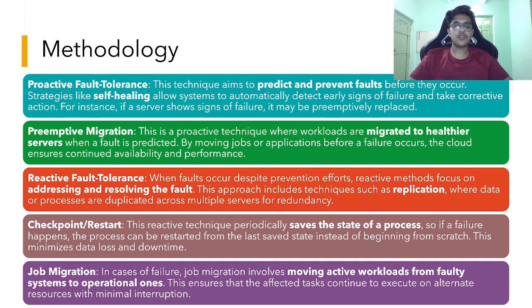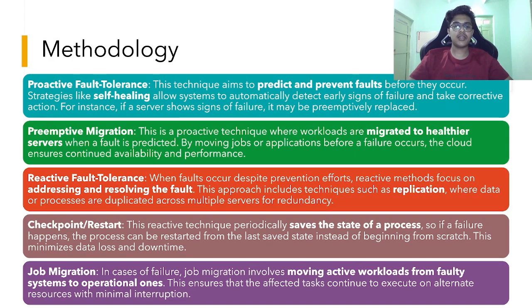Next is reactive fault tolerance. When a fault occurs despite prevention efforts, reactive methods focus on addressing and resolving the fault. This approach includes techniques such as replication, where data or processes are duplicated across multiple servers for redundancy. Next is checkpoint and restart. This reactive technique periodically saves the state of a process. So if a failure happens, the process can be restarted from the last saved state instead of beginning from scratch. This minimizes data loss as well as downtime.